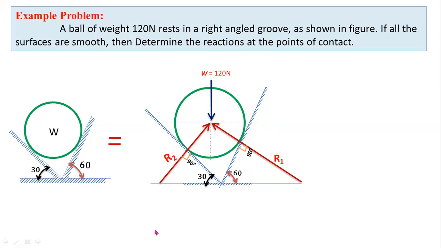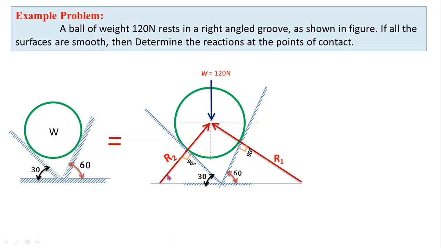Okay, so we already discussed previously that a reaction force always makes an angle of 90 degrees with respect to the support. Now here you can observe there is a triangle. From this triangle you have to identify the angle between these two lines.